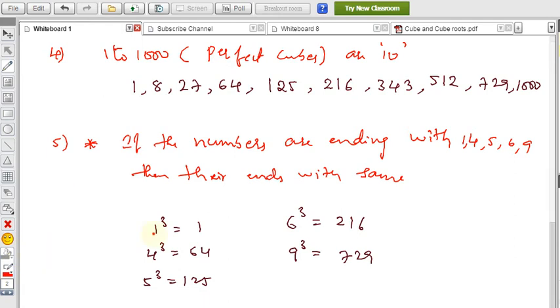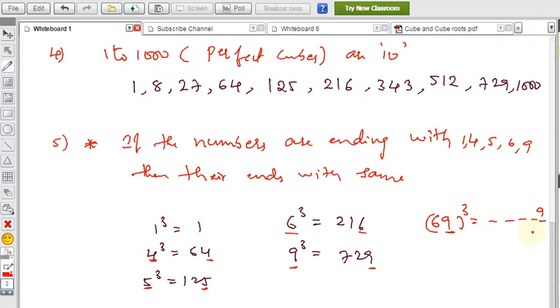So if ending with whatever number out of these 1, 4, 5, 6, 9, the cube ends with the same number. 4 cube ends with 4, 5 cube ends with 5, 6 with 6 and 9 with 9. Not only this, even if you take 69 whole cube, in this number finally 9 will come in the units place, so the cube also ends with the same 9.